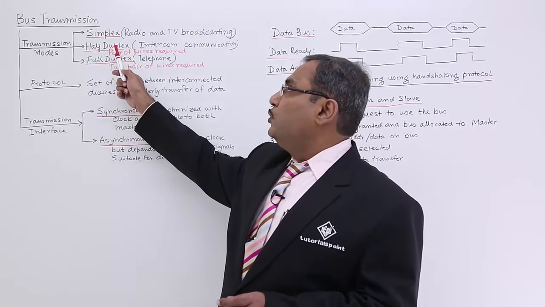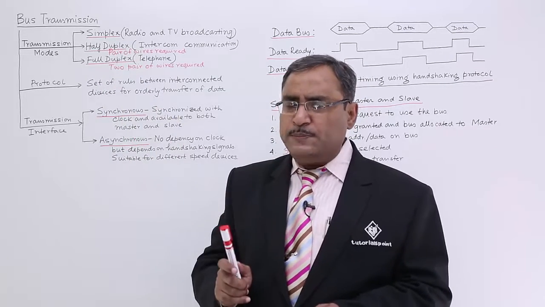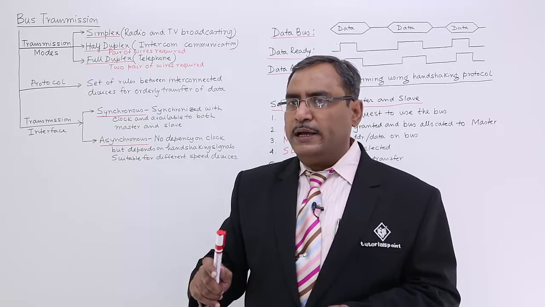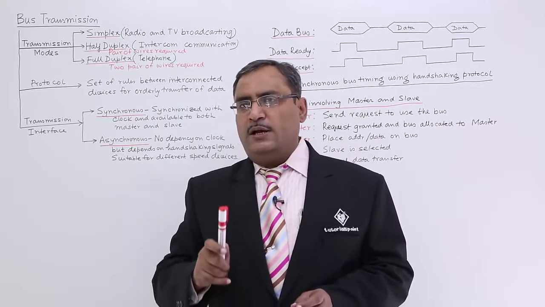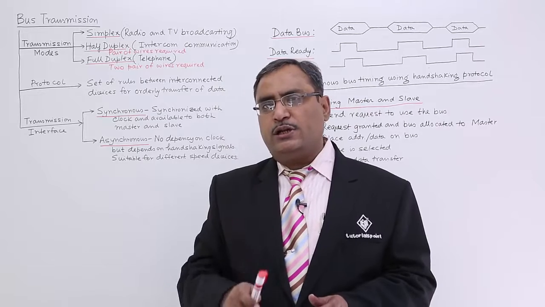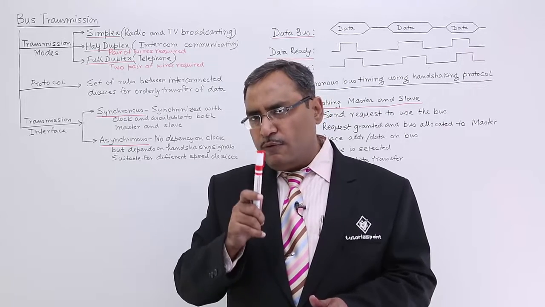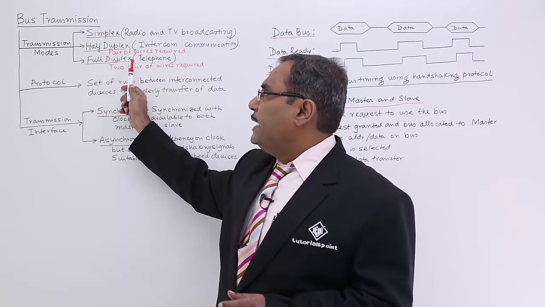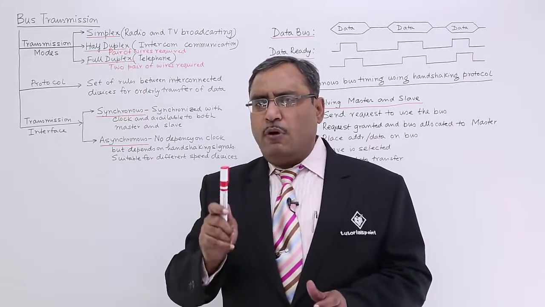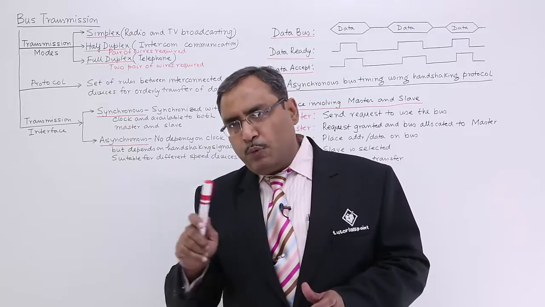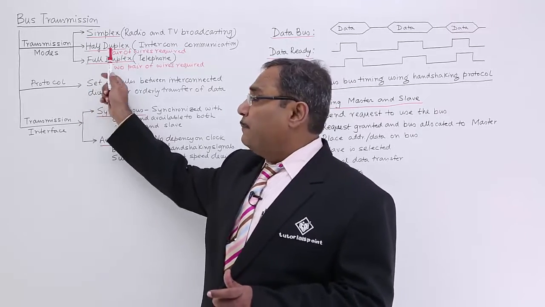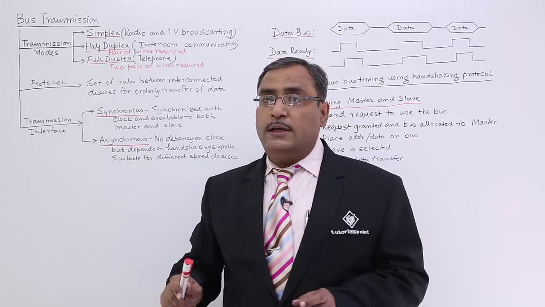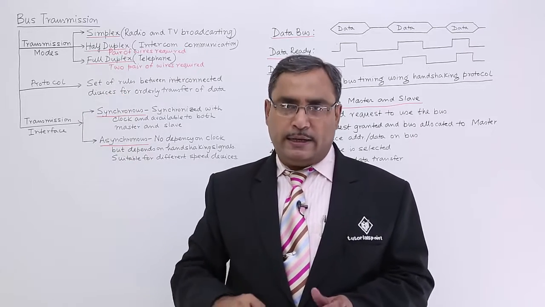Next mode is known as the duplex. Duplex mode can have two categories. One is a half duplex, another one is a full duplex. In case of duplex, we can have bidirectional flow of data. Bidirectional flow of data means data can flow in both directions. In case of half duplex, one direction at a time. In case of full duplex, both directions simultaneously.